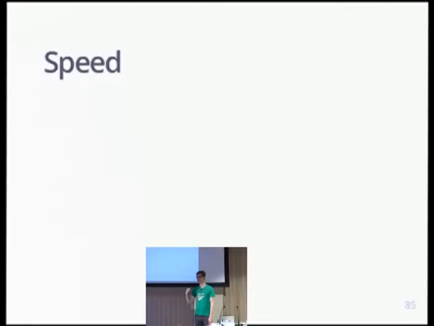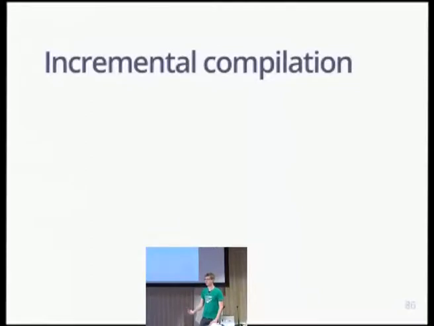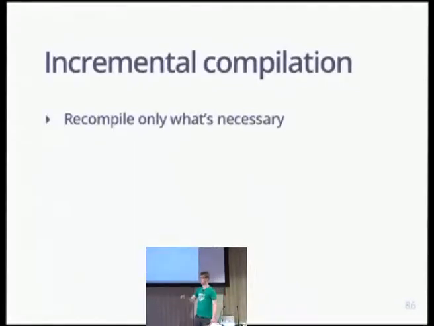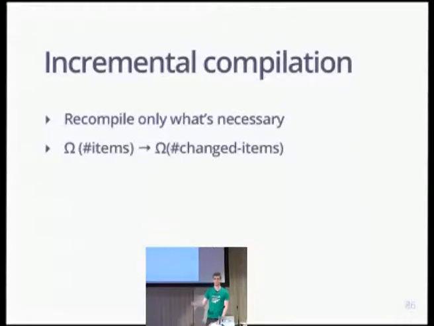But there are still some techniques to improve that. For example, incremental compilation, basically meaning you only recompile what's necessary. So that reduces the complexity from linear in the number of items to linear in the number of changed items, right? That makes it look trivial, so you only look for the changed pages and recompile those, but that's not enough. So I have a few scenarios.